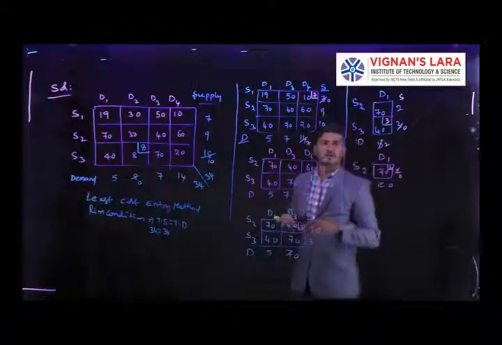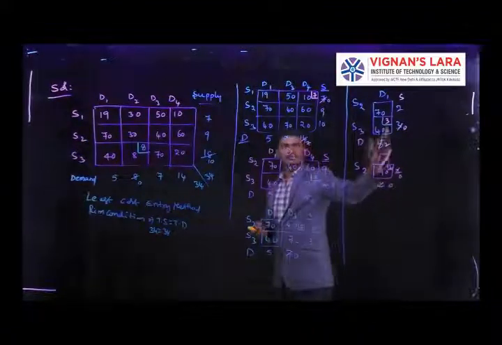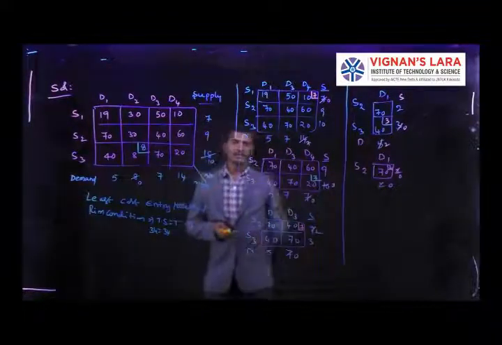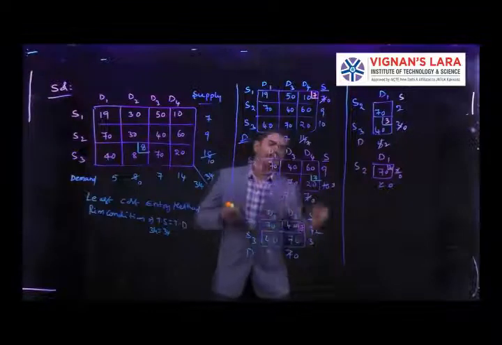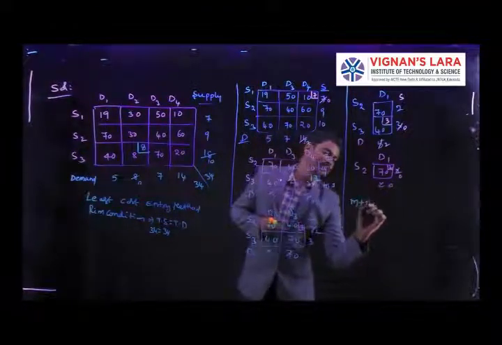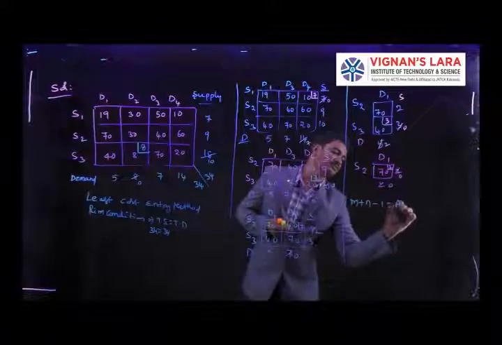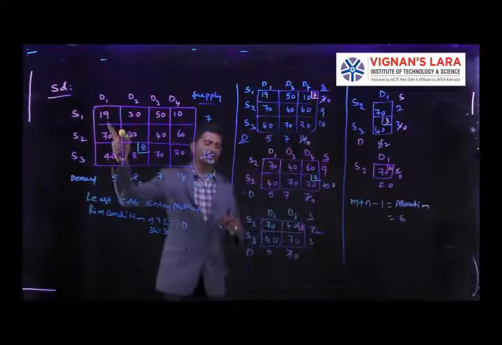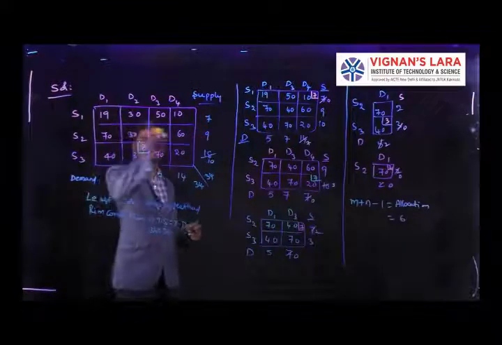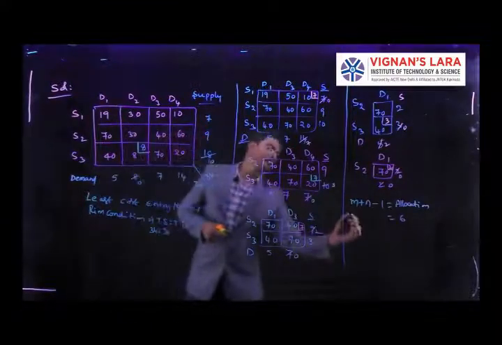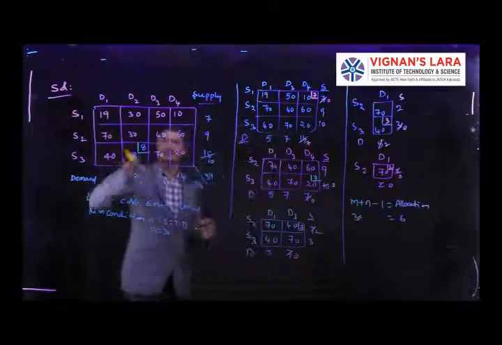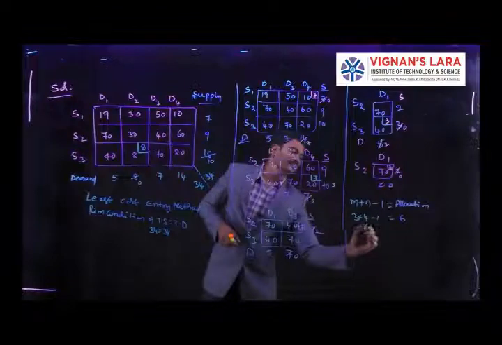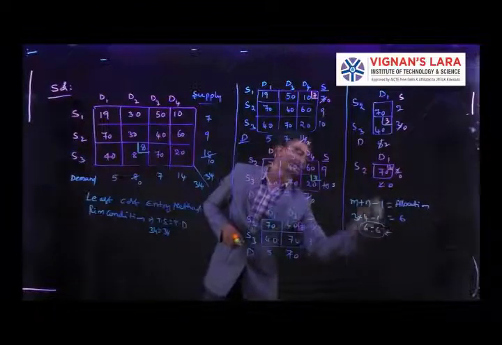Here total how many allocations are there? 1, 2, 3, 4, 5, 6 allocations are there. So now we are going to check the m plus n minus 1. Here m plus n minus 1 is equal to the number of allocations. Here we have 6 allocations. 6 allocations means, m is the number of rows, 1, 2, 3 rows are there, 3 plus number of columns, 1, 2, 3, 4 columns are there, 4 minus 1, total 6 is equal to 6. It is satisfied, so it reaches the optimality.